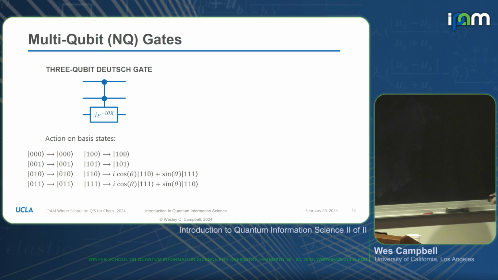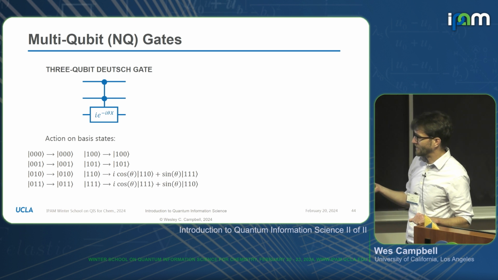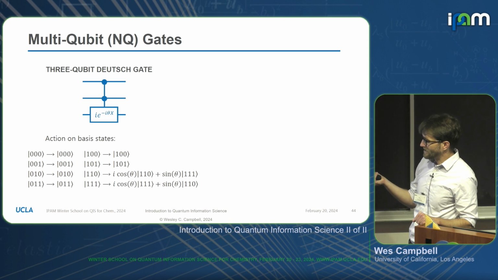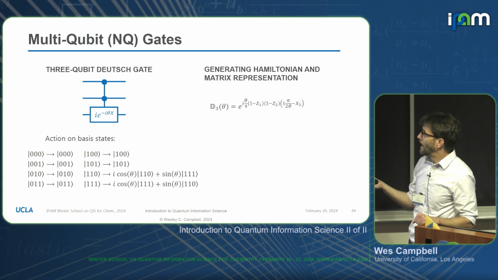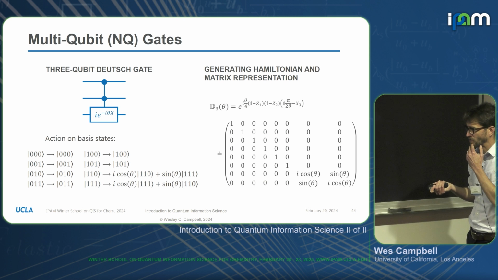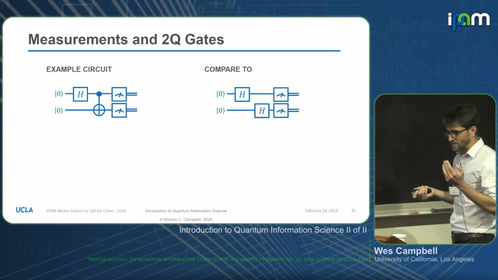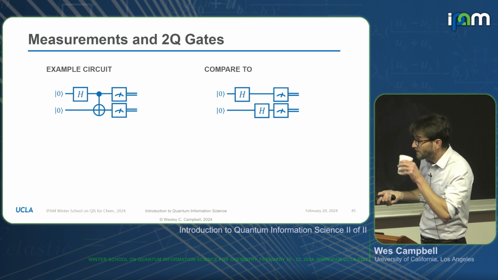The 3-qubit Deutsch gate. So this is mainly of historical significance, or historical interest. But what this does is, for these last two basis states, it does a rotation and multiplies by i. If you want to write it in terms of a Hamiltonian, your generating Hamiltonian is going to have a term that depends upon theta, but presumably you know what theta is, so you can choose that to be whatever you want. And the matrix representation is, I think, pretty straightforward here. Okay. All right, now let's get back to talking about measurements again, because these are important.